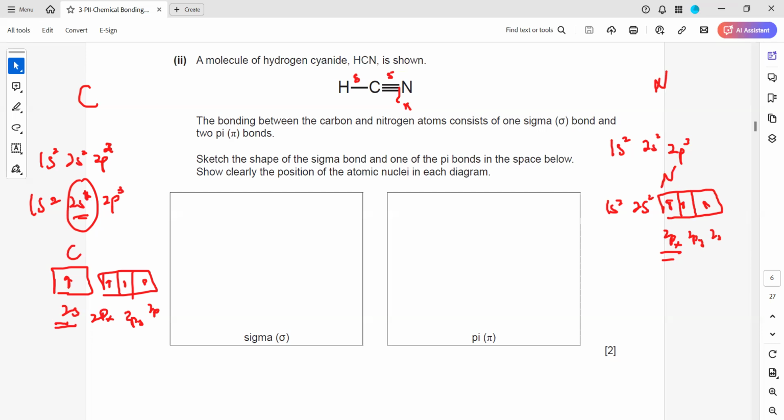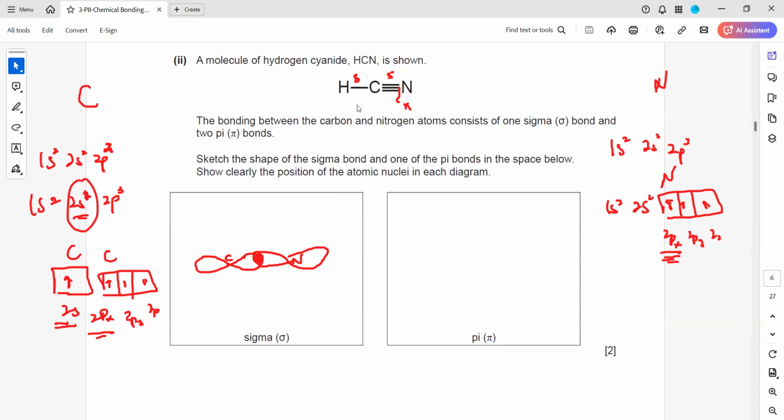That is one way. Or I can also show that the 2px of the carbon and the 2px of the nitrogen can overlap, and that will also result in the formation of a sigma bond. How do we represent that, because it's a complete overlapping? For example, this is the 2px of carbon and this is the 2px of the nitrogen. As a result, they will overlap here, so it will be a complete overlapping.